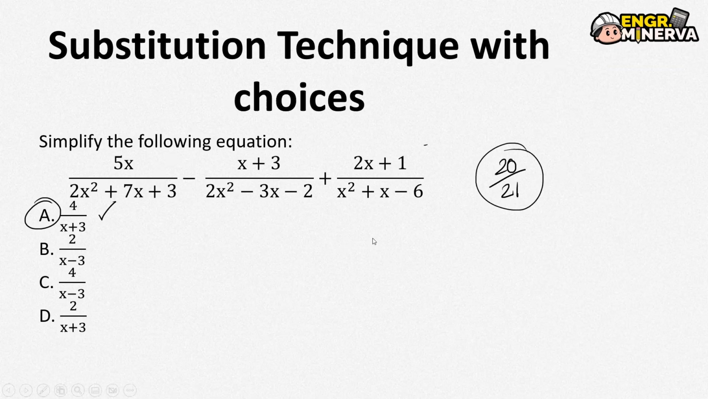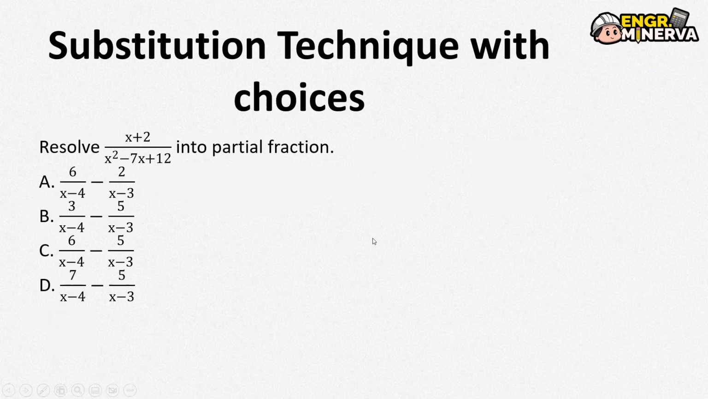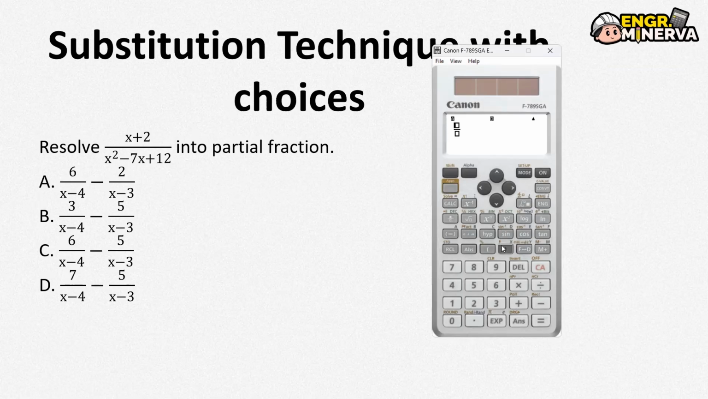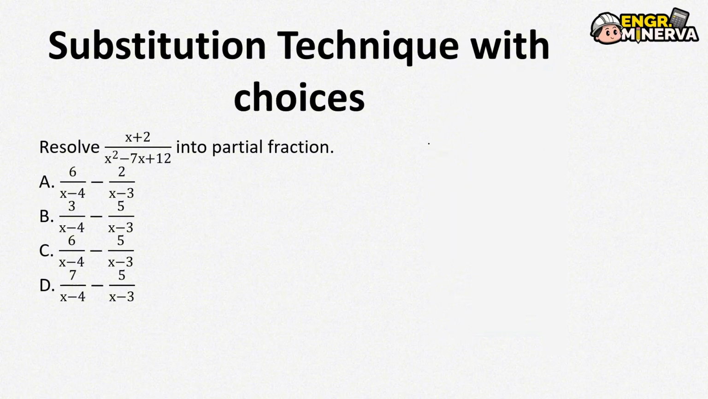Let's try other problems. We have here the substitution technique also: resolve into partial fractions. This is different from the previous given. In the previous given, you simplify it. This time, you will resolve it into partial fractions. So again, let's use our calculator technique. x plus 2 over x squared minus 7x plus 12. Then press calc, that is 1.2, press equals. Take note of this value, 40 over 63.